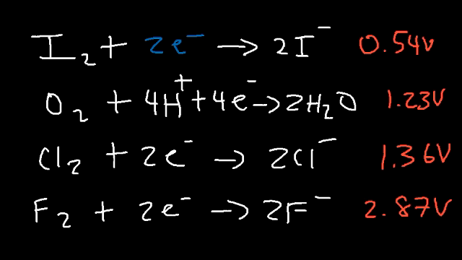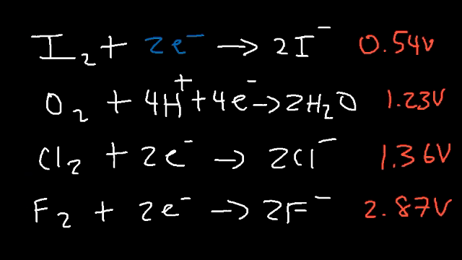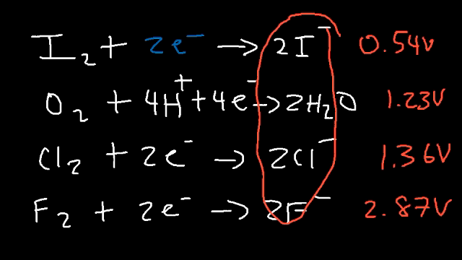Now, reducing agents like to give away electrons, and oxidizing agents like to acquire electrons. So the oxidizing agents are going to be the ones on the left side, because these nonmetals like to acquire electrons. Nonmetals are usually oxidizing agents, and metals are usually reducing agents. Now on the right side, the nonmetal anions are going to be reducing agents, and metal cations are oxidizing agents.